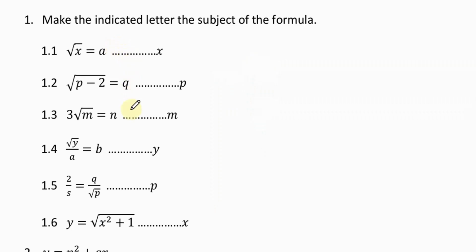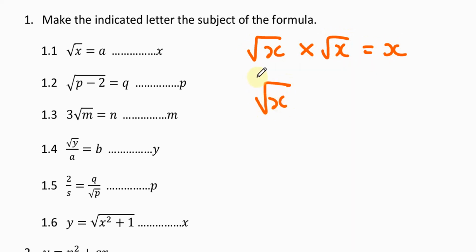Before we look at these questions, you need to know the following. The square root of x times the square root of x is equal to x. And that means that the square root of x squared is also equal to x. Because the square root of x squared is the same as the square root of x times the square root of x, and hence this will also give us x.